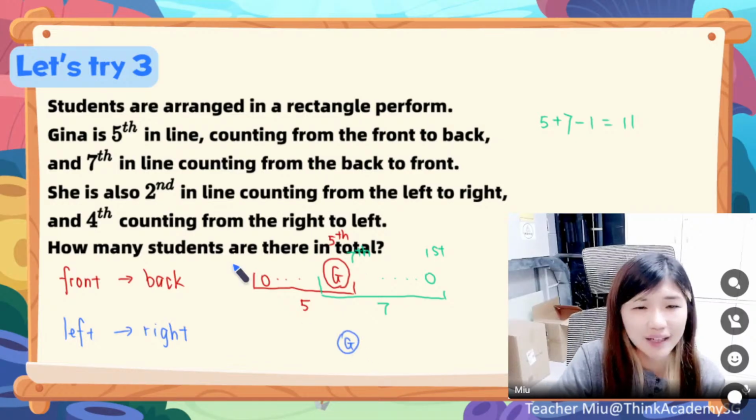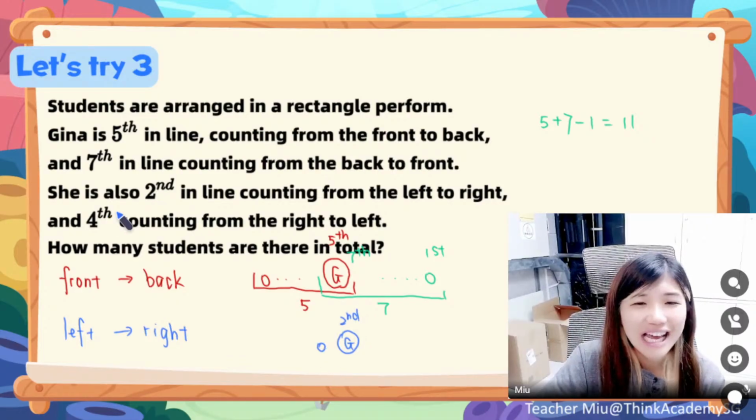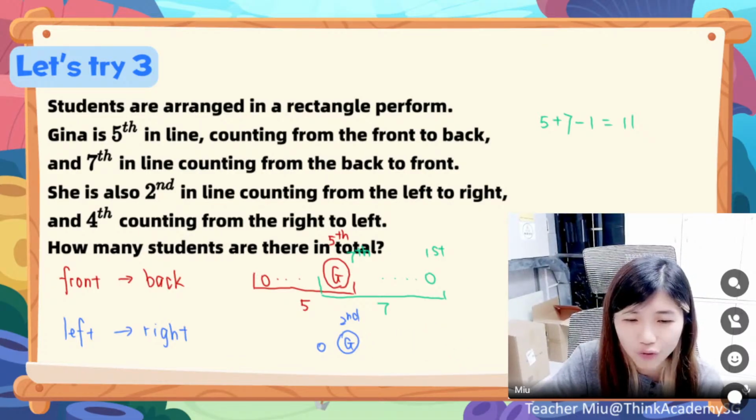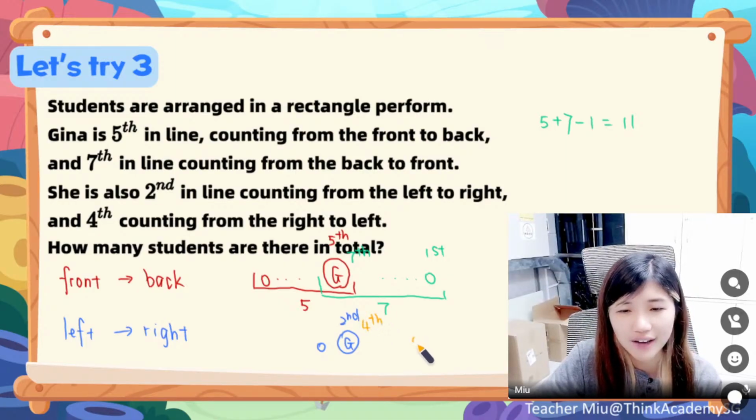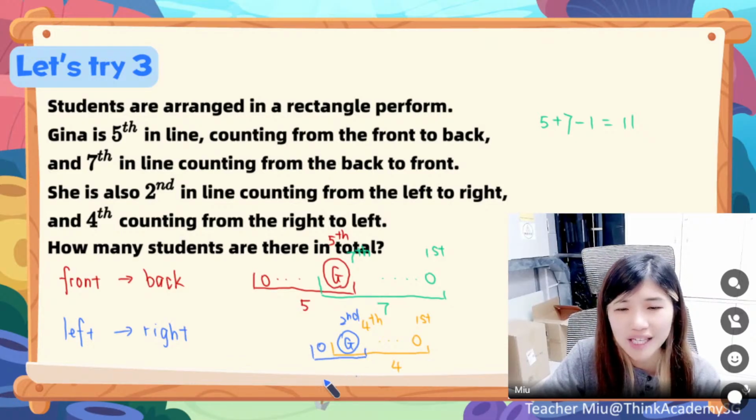And from the left, she is the second one. Oh, so there's 1 to her left. And then 4 from the right to the left. So this is the fourth. From the right to the left, this is the first. So altogether, there must be 4 sitting on this bench. So from the left to the right, altogether, it must be 2 plus 4.